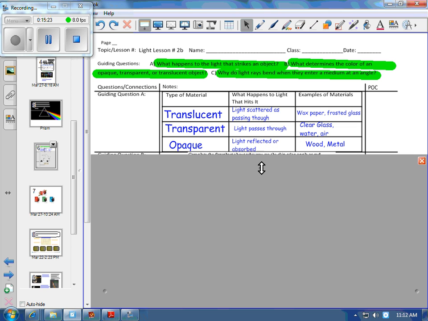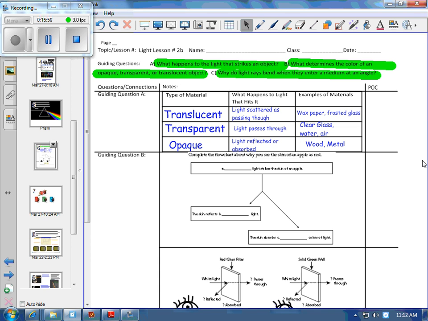The third thing that can happen to light when it hits a material is that it can be reflected or absorbed. That type of material is opaque. An opaque material will reflect or absorb light. Examples of those materials are wood or metal. So wood or metal is opaque. So that was guiding question A.